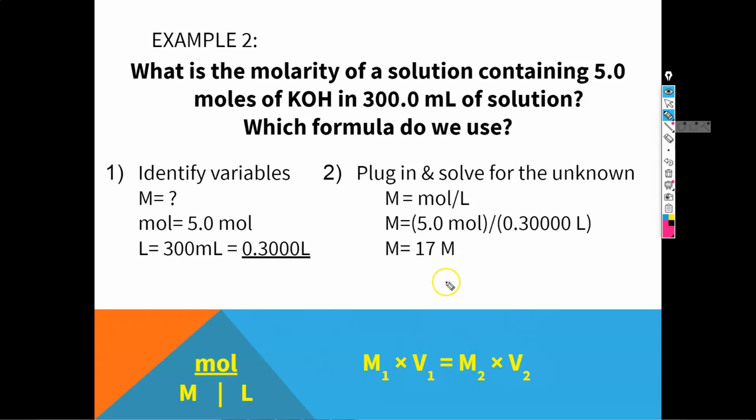Now some of you might be asking, hold on, wait a minute, how did we get from 300 milliliters to 0.3000 liters? What we did, everybody, is we divided our 300 milliliters by 1,000 to convert from milliliters to liters. And so please remember, that should be part of your notes as well, that to convert from milliliters to liters, liters is equal to milliliters divided by 1,000.